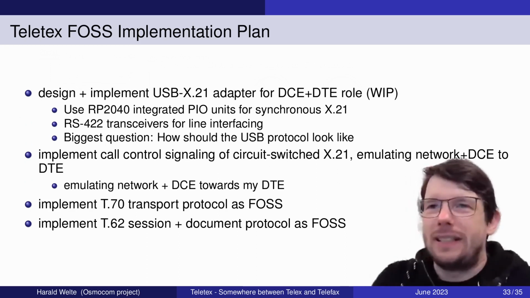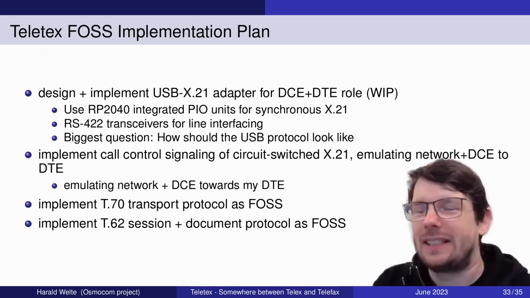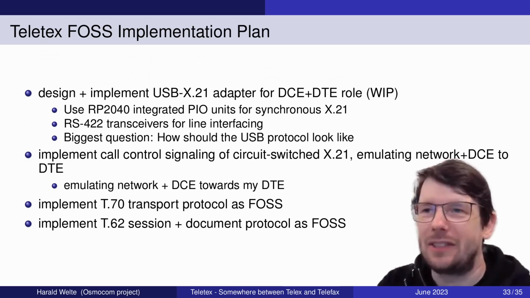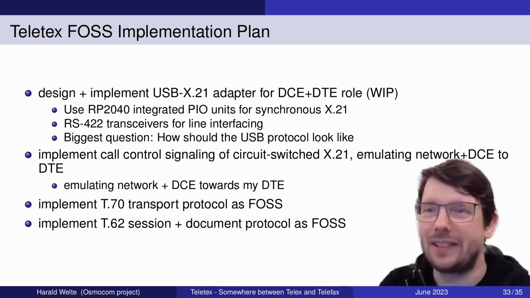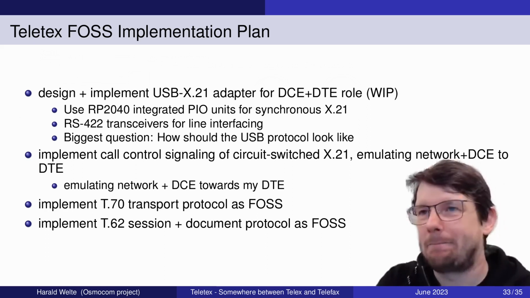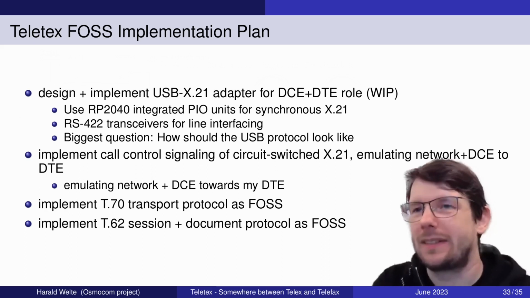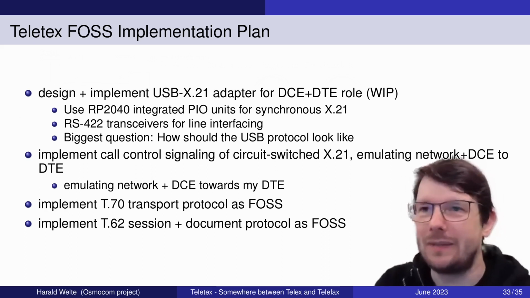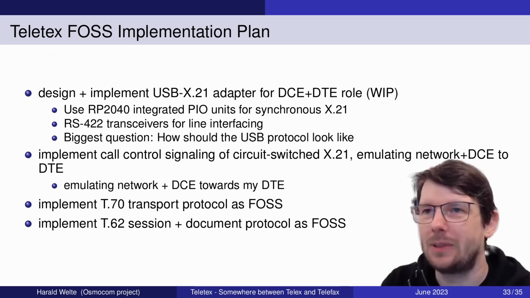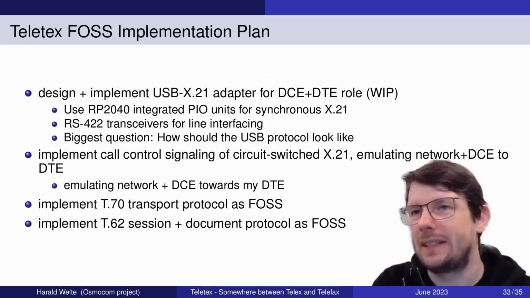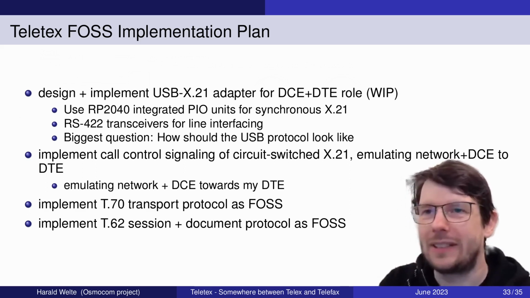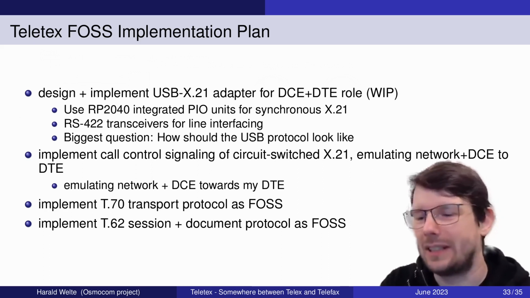So the more detailed plan for open source implementation, the first step is to create an X21 adapter, because the interface of this teletext device, all of the teletext devices, I think, is X21. And that's a work in progress. So I started with an RP2040. That's the Raspberry Pico microcontroller, which has these nice synchronous PIO units. Use that for synchronous X21, and in general, there's no rocket science involved there. There's RS422 transceivers for the actual line interfacing.